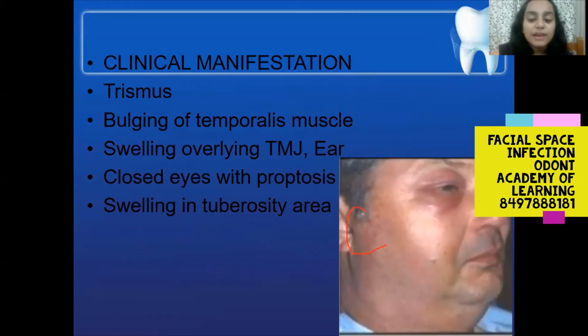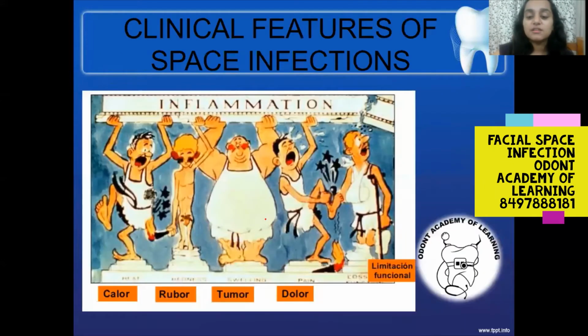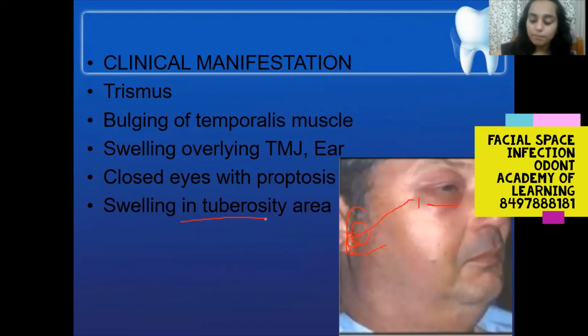So there will be swelling of the TMJ area and also the skin overlying the ear, okay? And it will spread up to the eye, can cause periorbital edema. Apart from this, it can lead to proptosis or bulging of the eye, and in advanced cases, the patient will not be able to even open the eyes. And intraorally, there can be swelling in the tuberosity area, and it can be associated with limitation in mouth opening.